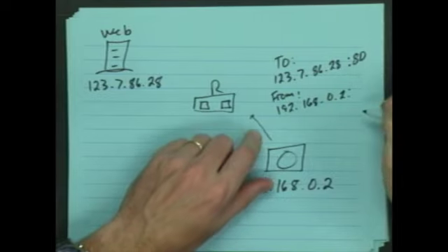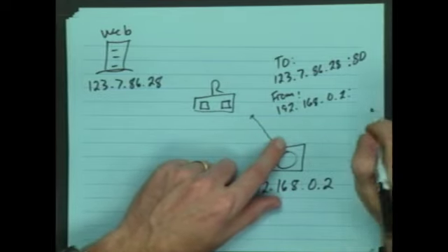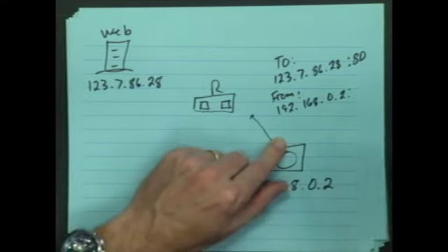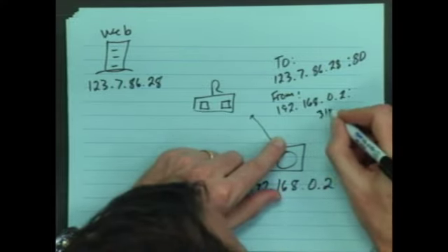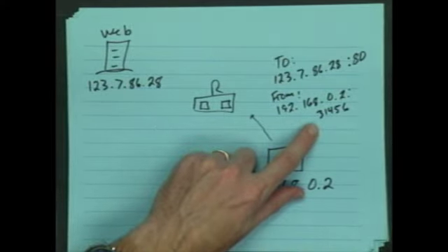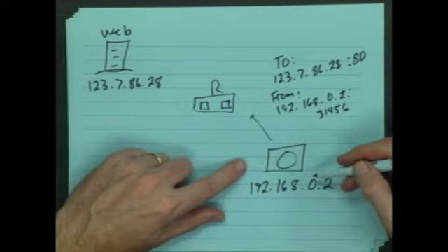It's a random ephemeral port number. You guys remember that part? So I pick an ephemeral port number, and the one I pick is 31456. Okay, so that's my port number on my computer.